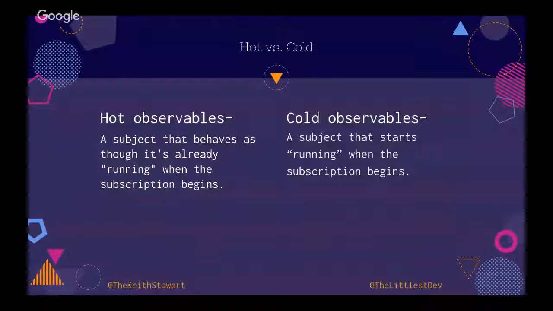So, in our own words, hot observables are creating values before the subscription is started. With cold observables, nothing happens until the subscription begins. A good example of a hot observable is mouse move events, like was mentioned in the quote on the previous slide, because mouse moves are happening whether someone is listening or not. An example of a cold observable is an HTTP request. Nothing happens until someone subscribes to it.